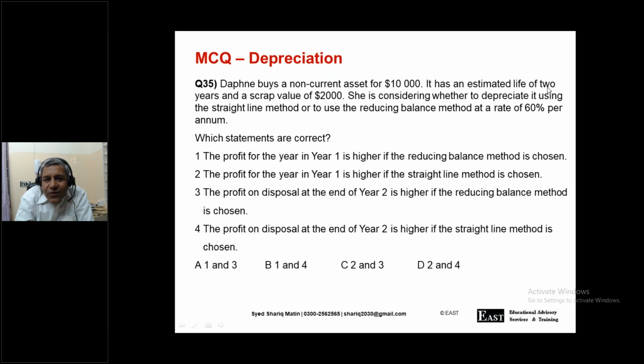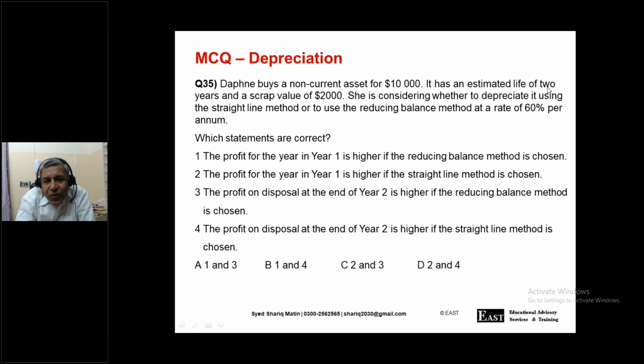So your depreciation is 4,000 if you use a straight line, and if you use reducing balance, your depreciation is 6,000, right? And depreciation is an expense. So if you use reducing balance, your profit will be less in year one, right? And if you use straight line, your profit will be high in year one.